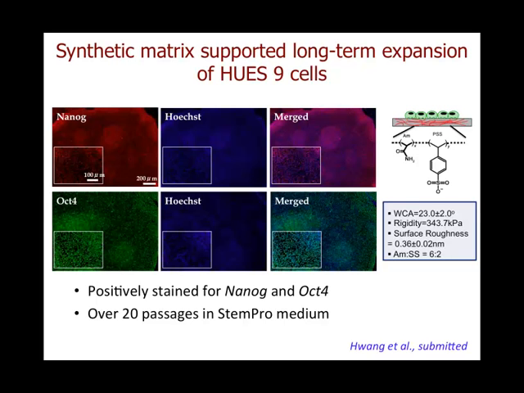And you can see they are positive for NANOG, they are positive for OCT4. These are the main pluripotent markers, and they are supported in StemPro medium. And we need to do this in StemPro medium because this is a defined medium. So there are no animal-derived products, and you can see the cells grow beautifully on this material.